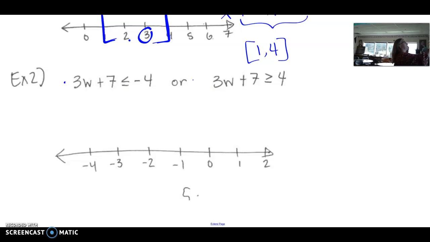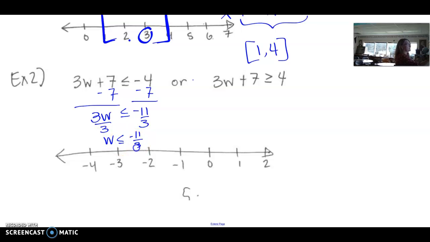So if I want to solve this for W, I'm going to get rid of the plus 7 to start. So I'm going to subtract 7, subtract 7. I'm just going to focus on this side, and then I'll do the inequality on the right in a minute. So I have 3W is less than or equal to -4 minus 7, more is -11. I divide by 3, and I'm going to get W is less than or equal to -11 thirds.